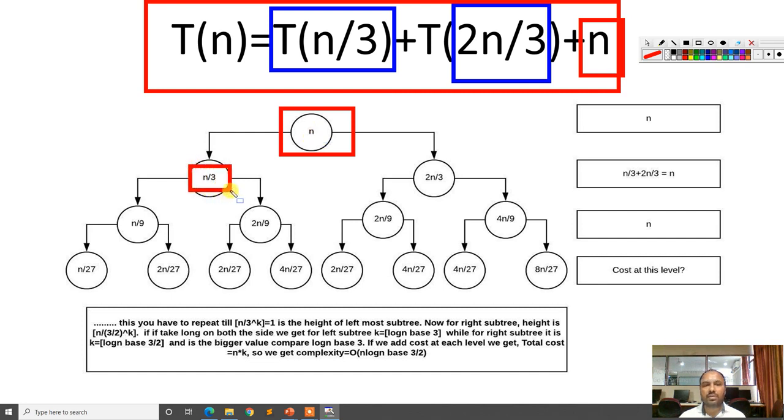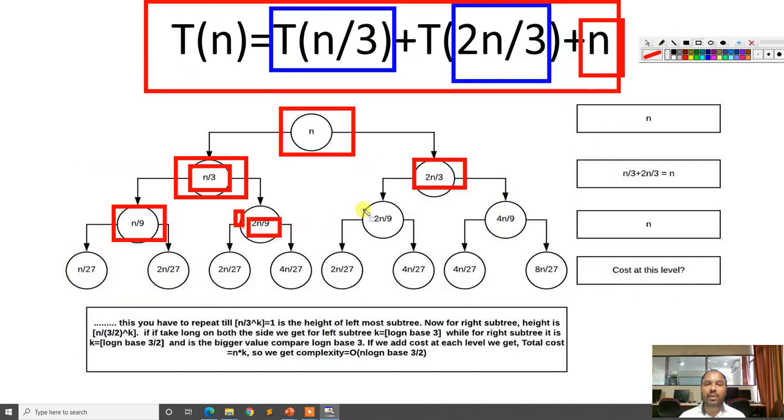That's why the cost at this particular node we are going to get is n by 3, and as a right child we are going to get 2n by 3. Again now it is a recursive call, so we have to consider this as a root node. Again the left child of it means what? The value of n is going to be replaced with n by 3, so we are going to get n divided by 3 into 3, so that is n divided by 9. Same way for all other nodes we are going to get the value.